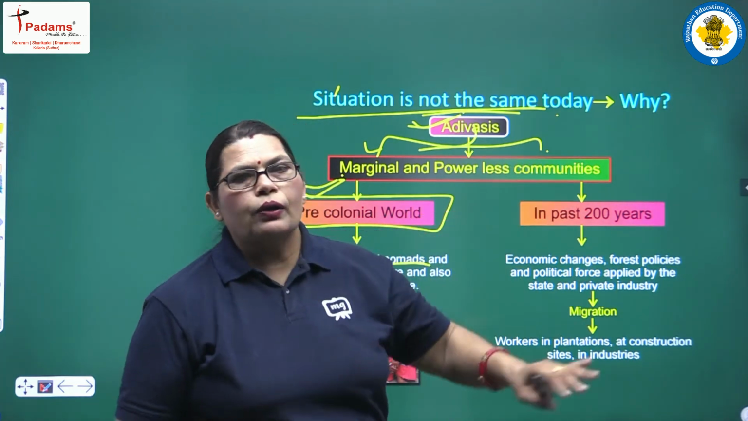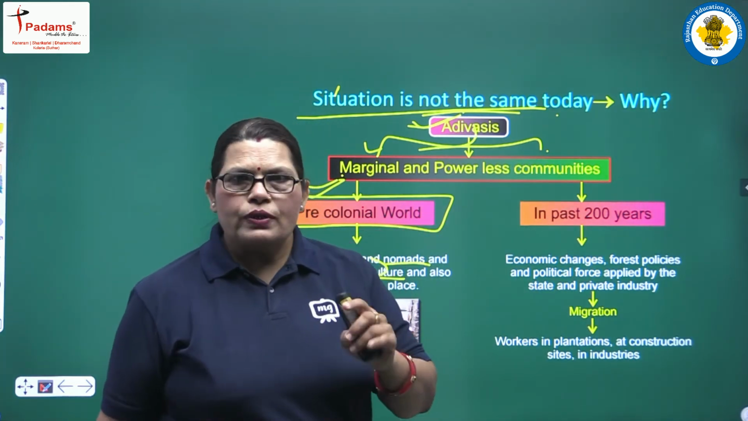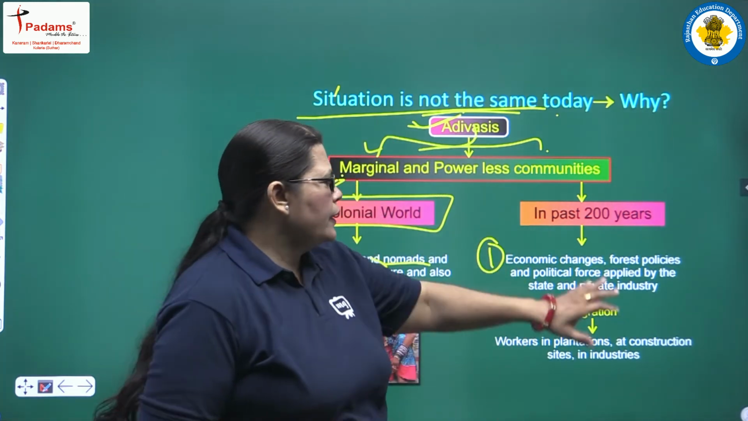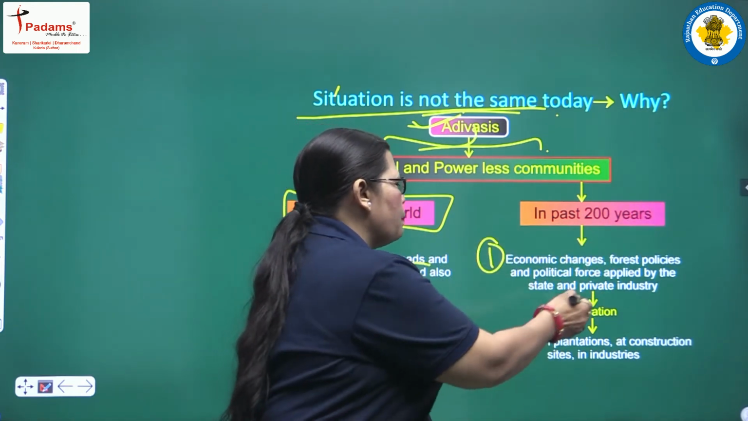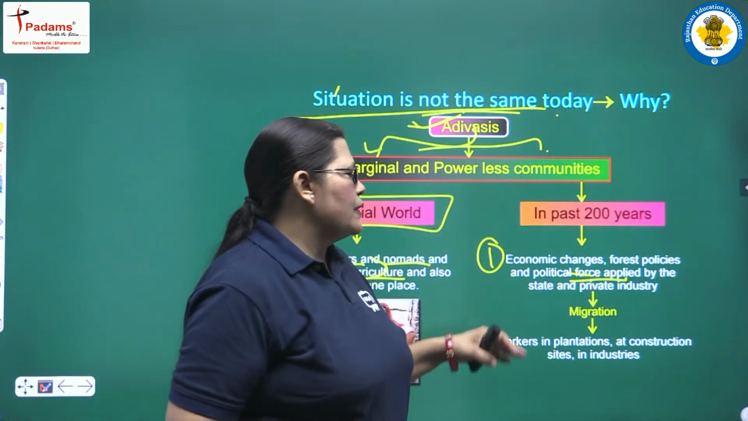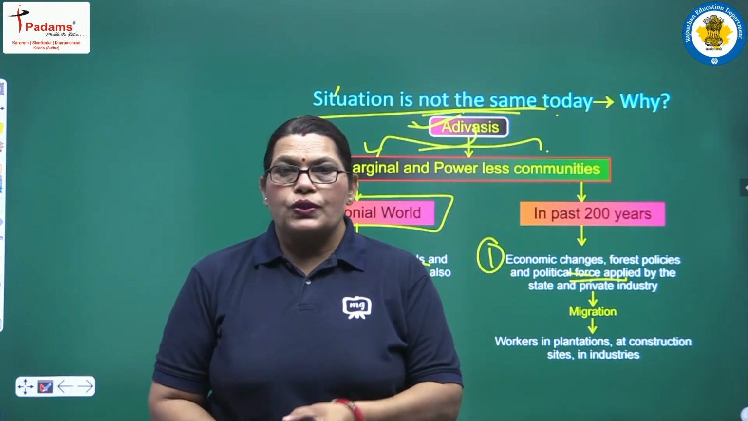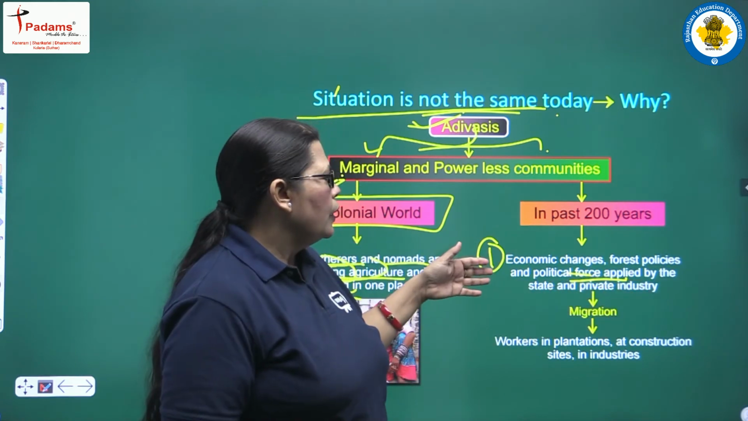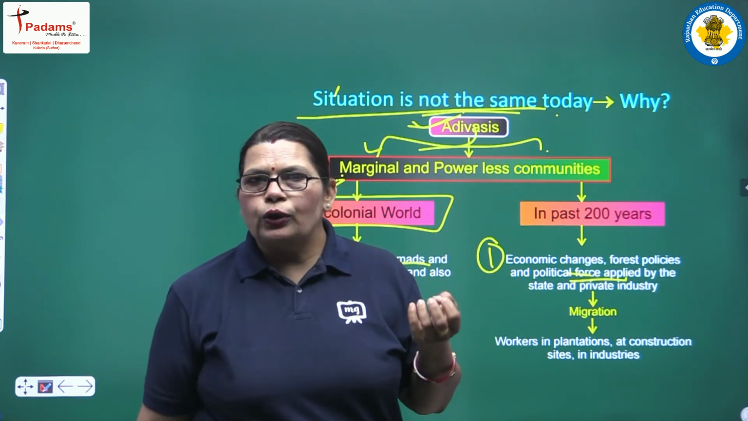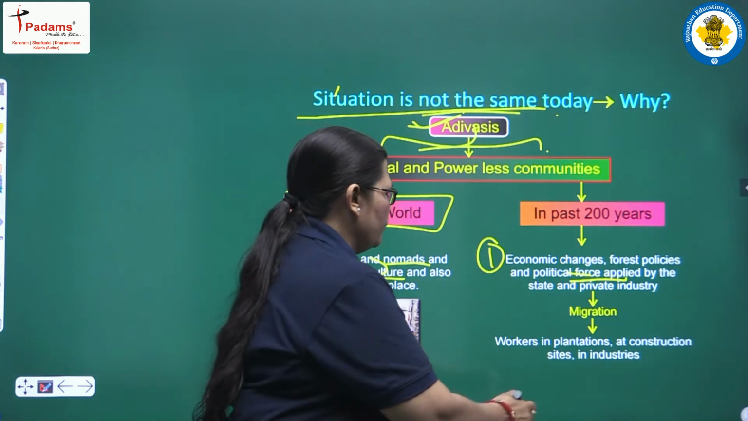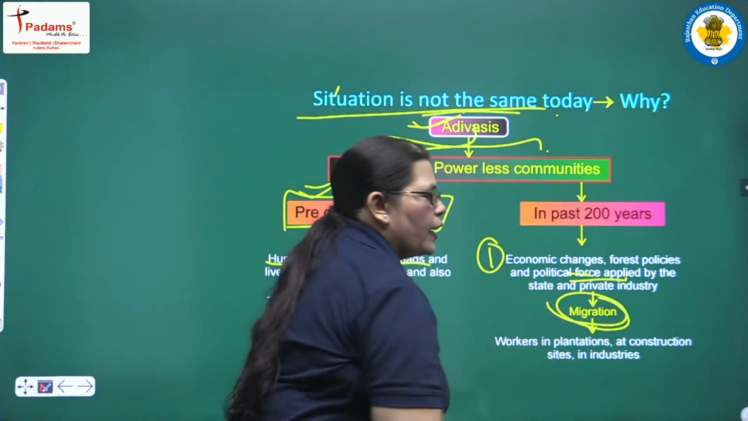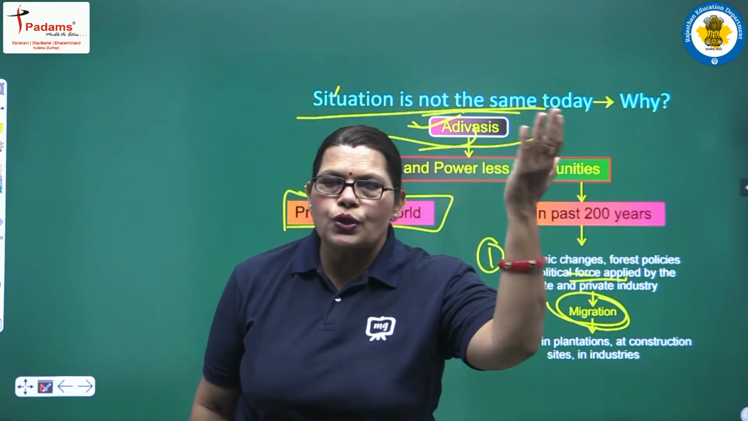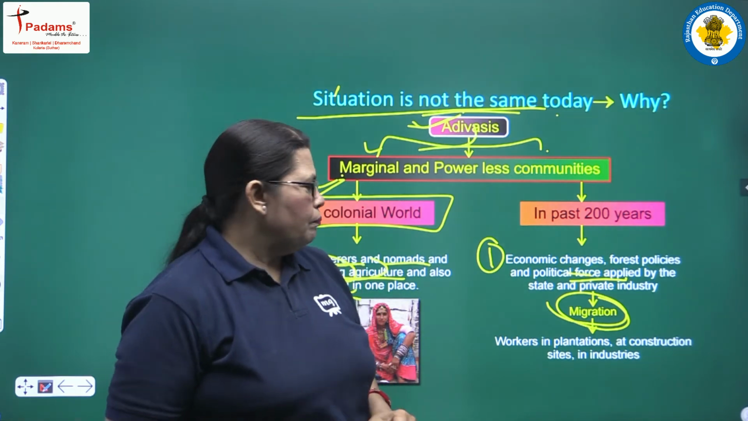When we discuss the past 200 years, what is the situation? There are lots of economic changes, forest policies, and political force applied by the state and private industry. It means lots of industrialization and lots of political pressure. Economic changes also affected the lives of Adivasis, and that's why they migrated from one place to another.